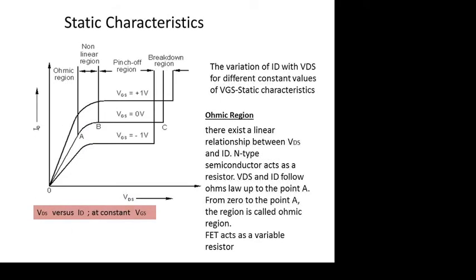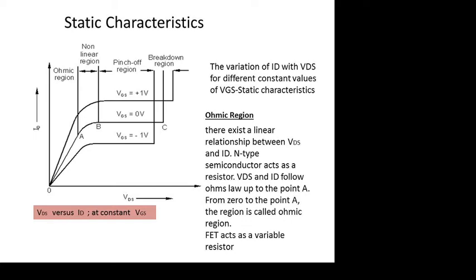Coming to the characteristics, we have two characteristics here: the static characteristics as well as the transfer characteristics. The static characteristics is drawn between VDS and ID. VDS, the drain source voltage, is taken on the x-axis, and ID, the drain current, is taken on the y-axis, keeping VGS, the gate source voltage, constant. For different values of VDS the current ID is measured and plotted.